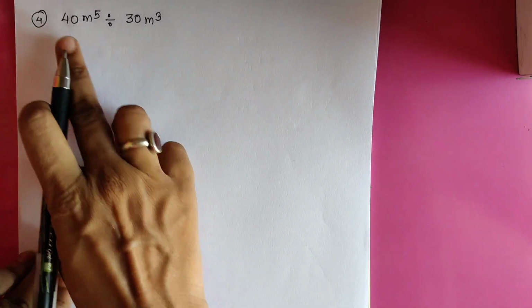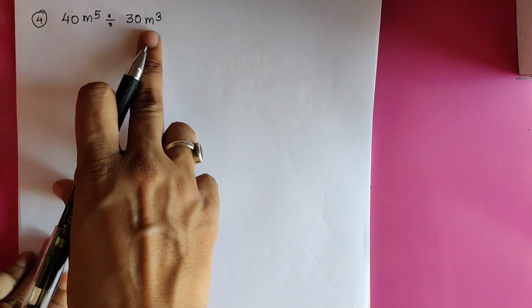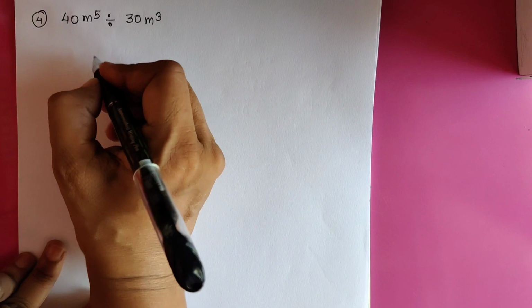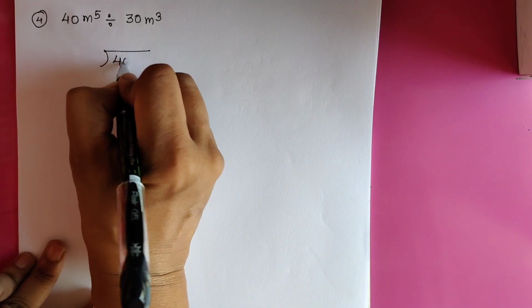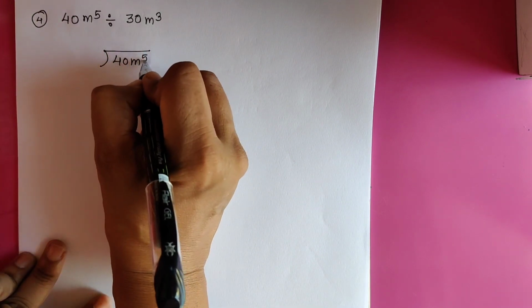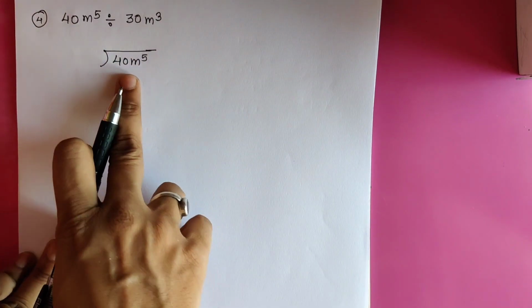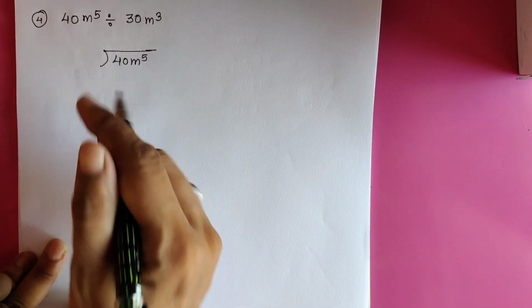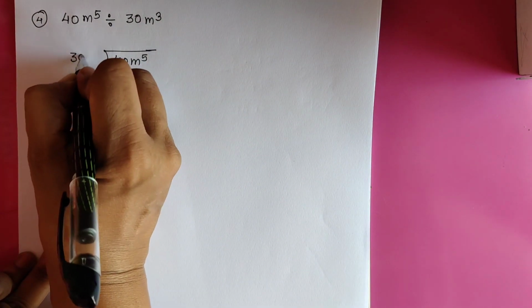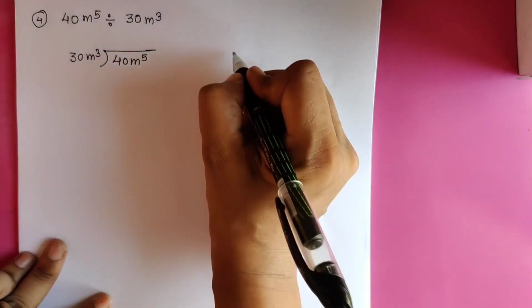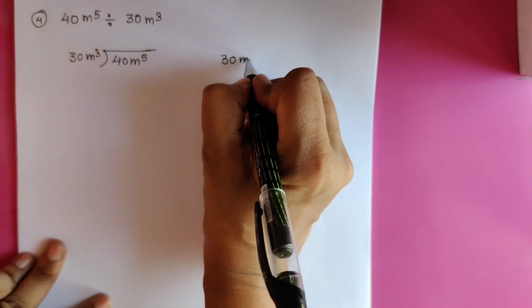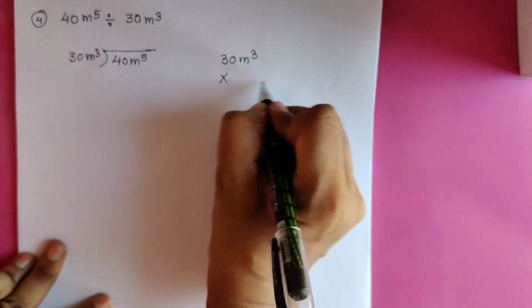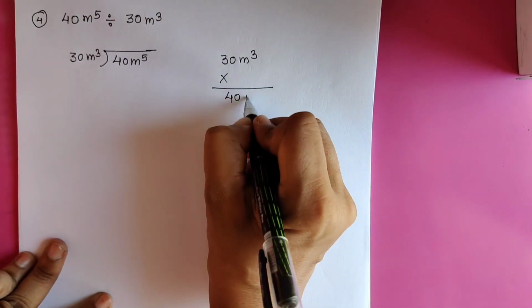Now fourth sum is 40 m raised to 5 divided by 30 m cube. So again 40 m raised to 5 we have to write inside this symbol, that is the dividend, and 30 m cube we have to write outside the symbol, that is divisor. Now we have to check that 30 m cube multiplied by what? Answer should be 40 m raised to 5.